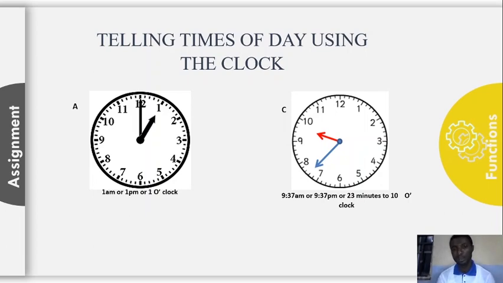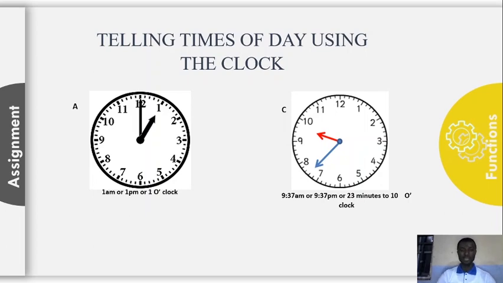Now, that 37 means 37 minutes. 37 what? Minutes. Good. While the shorter arm has passed 9. Okay? Good. So you simply say 9:37. 9:37 what? If it is AM, it is 9:37 AM.